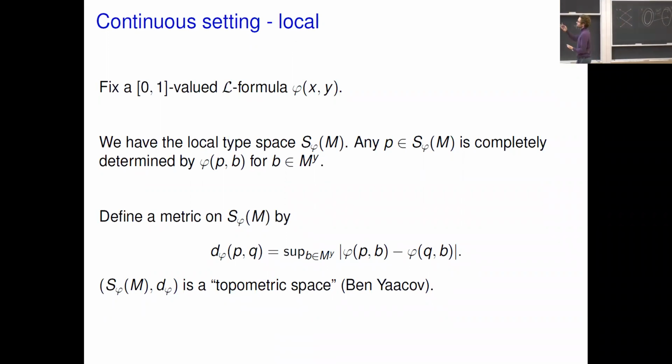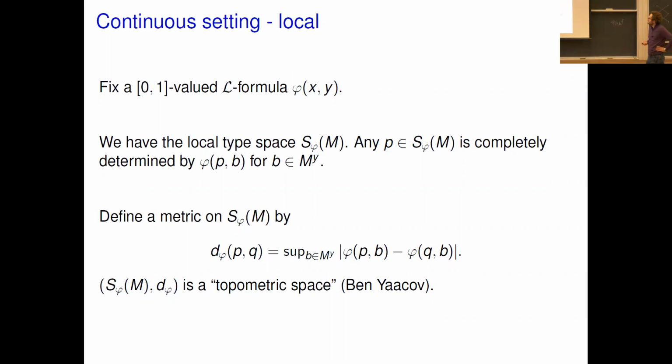Maybe it's worth saying that if you were looking at a discrete valued formula like 0-1, this would just be the discrete metric, so types would be equal or not equal. But here it's a different kind of metric. If we pair these two things together, this compact Hausdorff space together with this metric, it's something that Ben Yaacov, I think he invented this terminology, called a topometric space. There's a connection between the metric topology you get from this metric and the compact Hausdorff topology on the space. The study of topometric spaces is in a lot of the continuous logic literature.